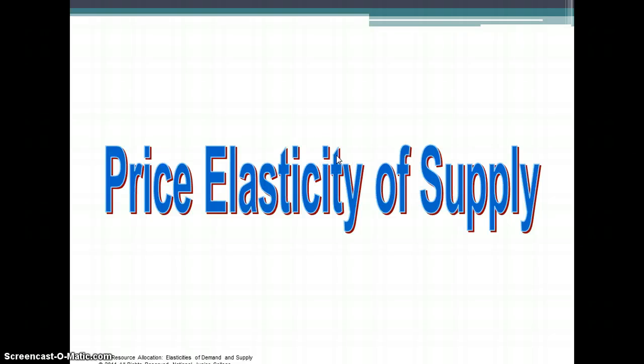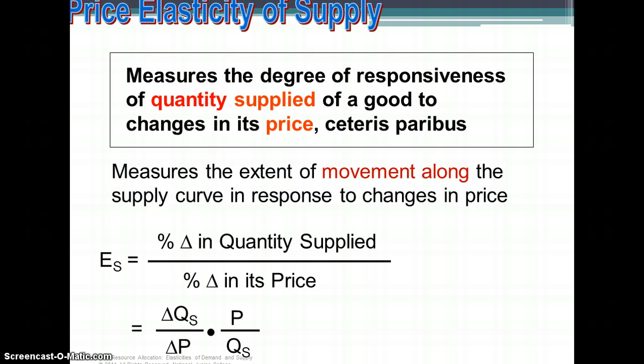Hello people, welcome to the first video on PES concept. There will be two videos for this concept. In this first video, we will be looking at the definition as well as the different magnitudes. In the second video, we will be looking at the determinants for PES value as well as the application of this concept. Okay, what is the definition?